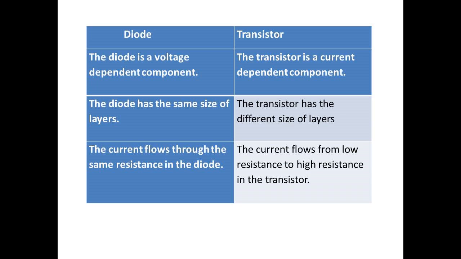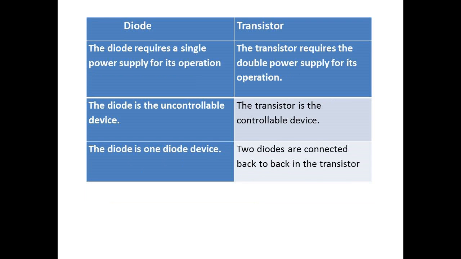The current flows through the same resistance in the diode. The current flows from low resistance to high resistance in the transistor. The diode requires a single power supply for its operation. The transistor requires the double power supply for its operation.